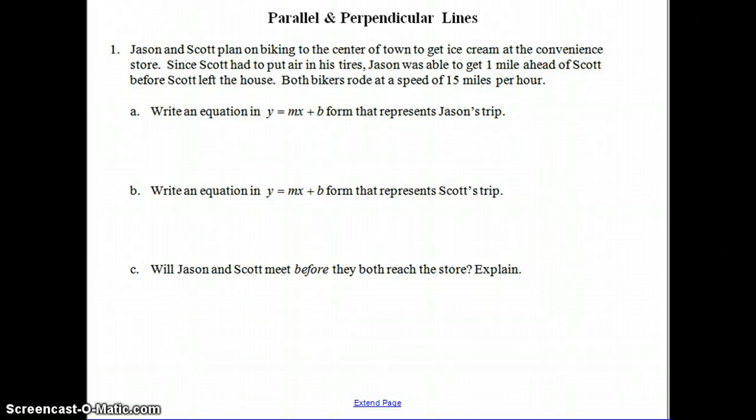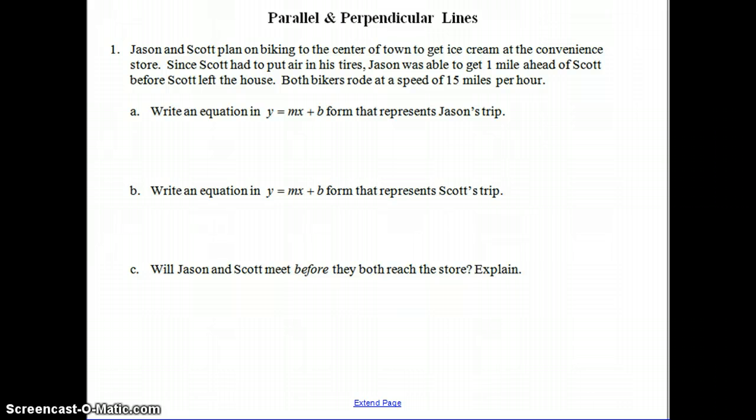Okay, this is assignment number 29. This is kind of like a guided practice. Assignment 30, you need to do on your own. At any time while you're working on this, if you want to go ahead and try to do it on your own, press pause, go on, check to see if you got it right. Okay, what we're going to talk about is parallel and perpendicular lines.